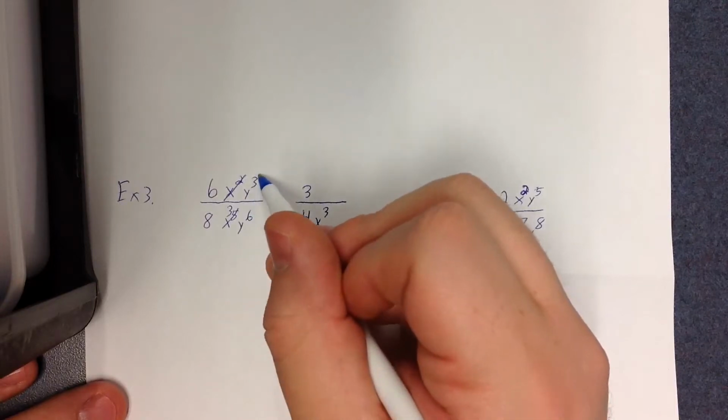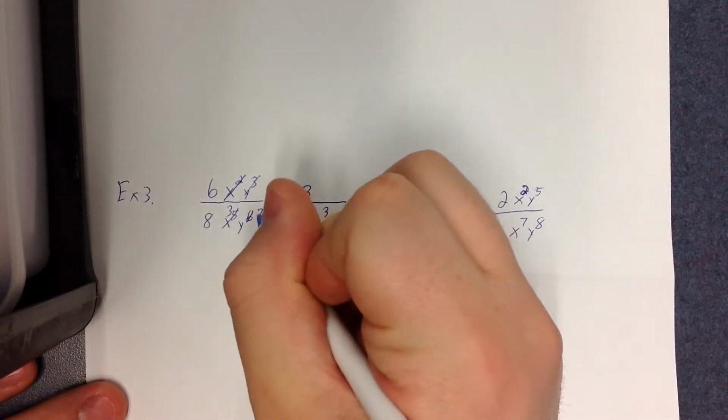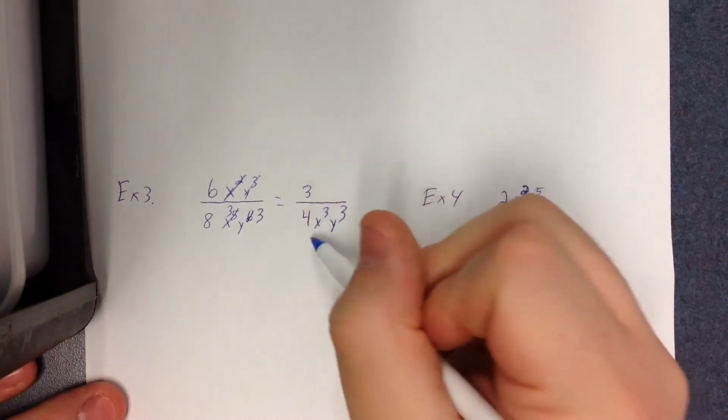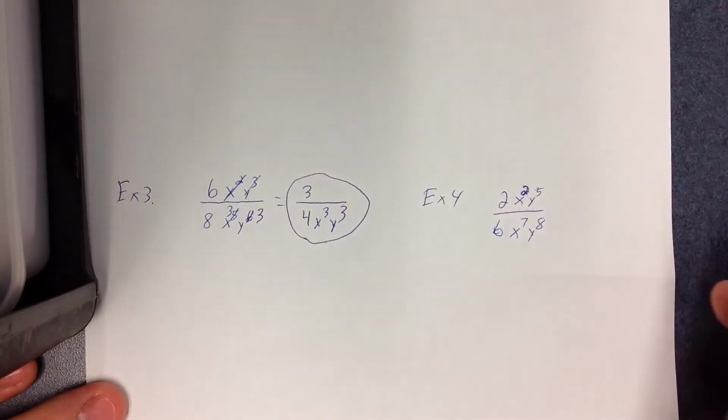Y to the third and y to the sixth, so I can cancel out 3 y's, which leaves me with 3 on the bottom. So I got y to the third, and nothing else can be done, so 3 over 4x to the third, y to the third.